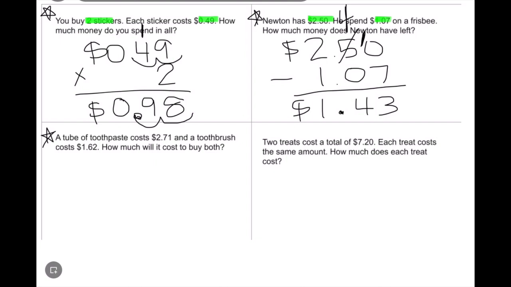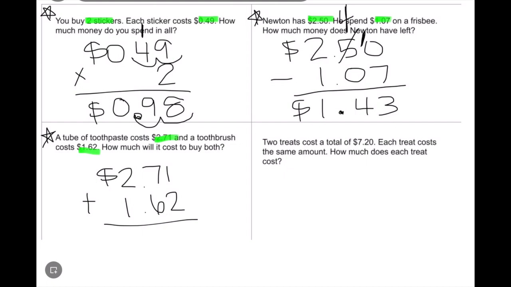Now come down to the second row. A tube of toothpaste costs $2.71. And a toothbrush costs $1.62. How much will it cost to buy both? So we're adding these numbers together to see how much we need in order to get both of the items. So $2.71 plus $1.62. Make sure you line up your decimal point.